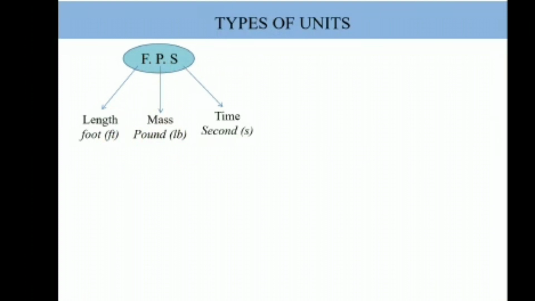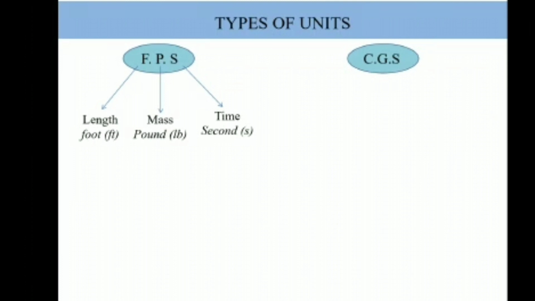So first system of unit that we have studied is FPS. Here F stands for foot, and foot is used to measure distance, which is nothing but length. So foot is used to measure length. Pound, which has the symbol LB (foot is FT). So pound is used to measure mass, and second is used to measure time. So in FPS system, foot for length, pound for mass and second for time.